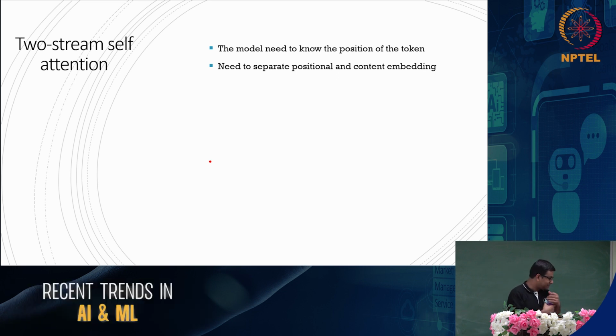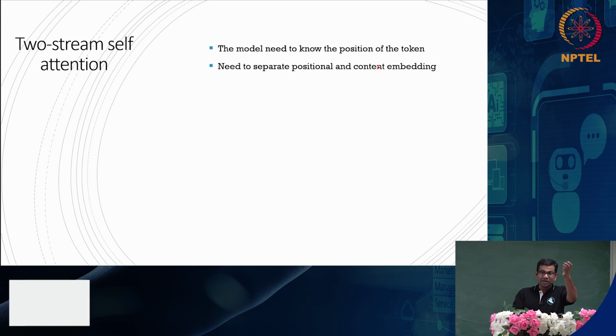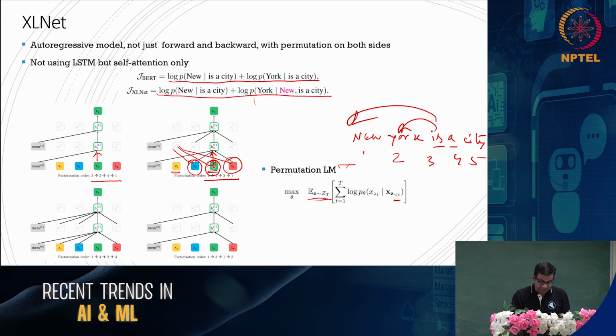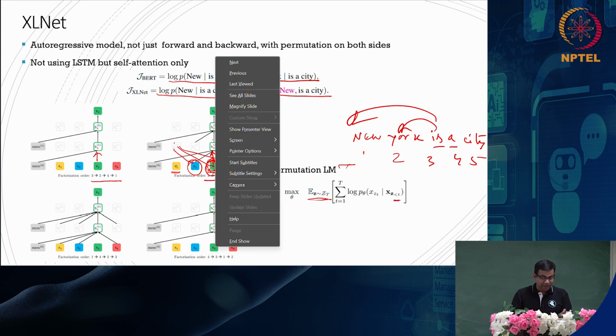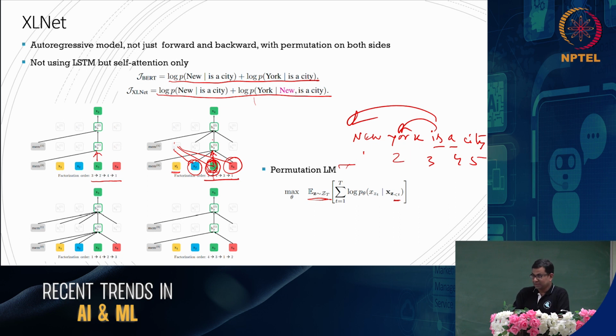So they called it two-stream self-attention. The model needs to know the position of the token and needs to separate position and content embedding, because in one case you just need the position. I want to emit that particular position, what should be the word, but I don't want to use the content. So when I predict x3, I cannot use the content of x3, but when I predict x1, which is the last, I will use the content of x3. When I predict x3, I will just use the positional information.